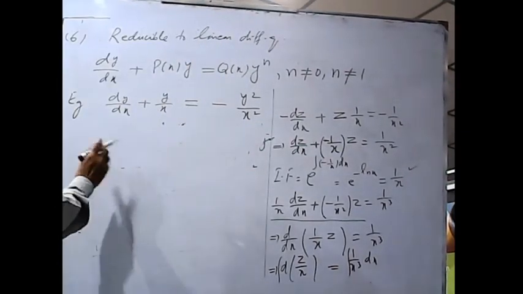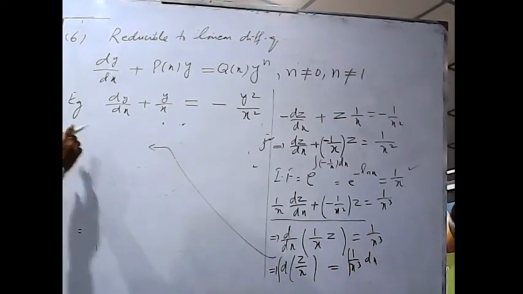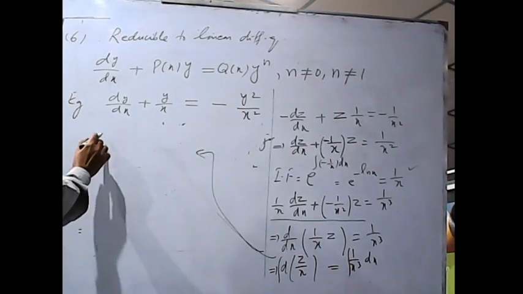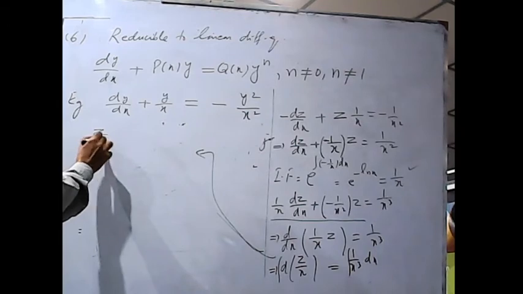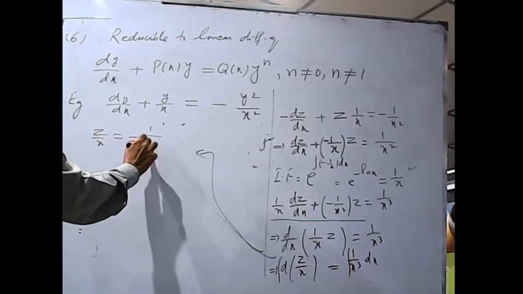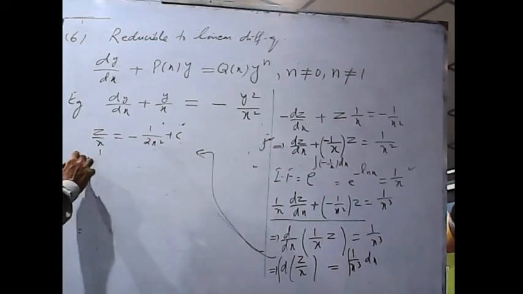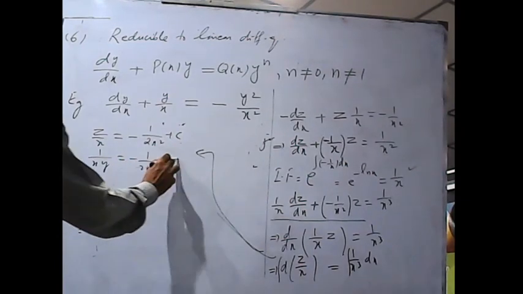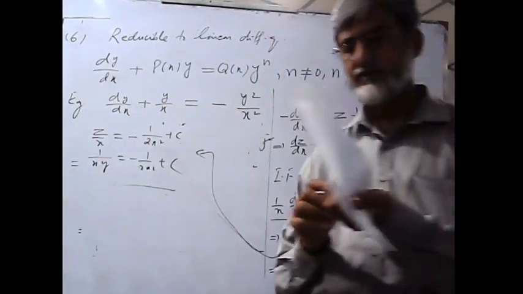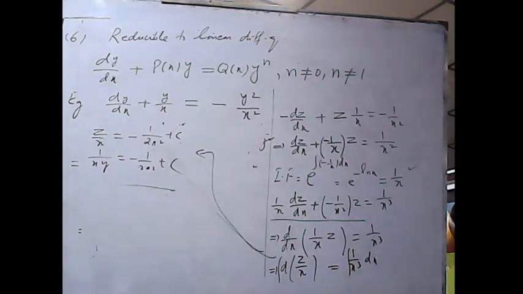Now after this integration, the differential of z upon x is equal to minus 1 upon 2x squared plus c. Integral of x power minus 3, minus 3 plus 1, power minus 2 upon minus 2, so minus 1 upon 2x squared, plus c. Then z upon x, where z is replaced by 1 upon y, so 1 upon xy is equal to minus 1 upon 2x square plus c. This is the final solution or answer of this reducible to linear form.